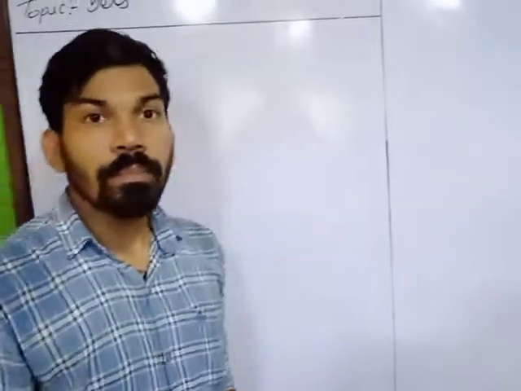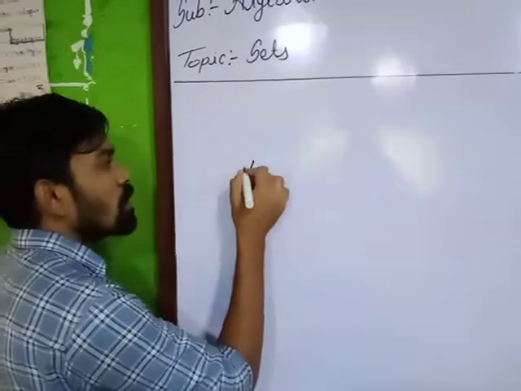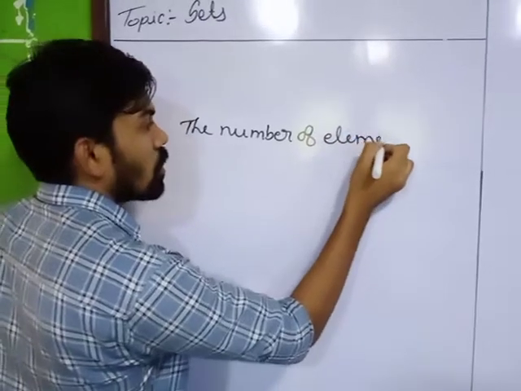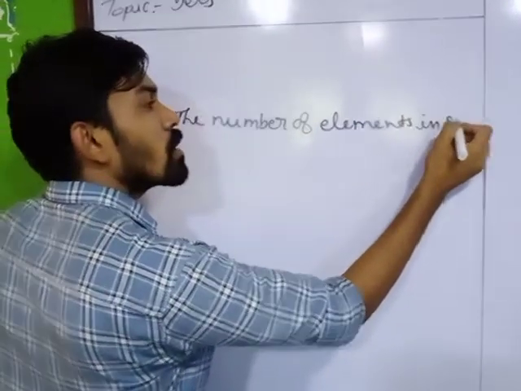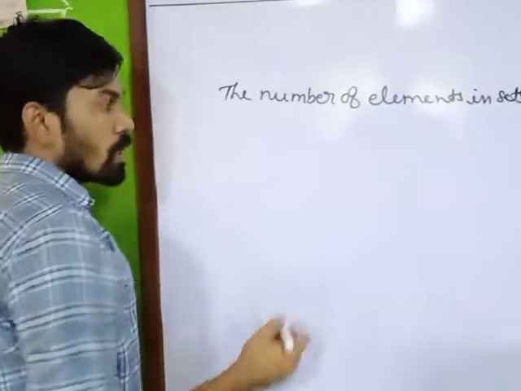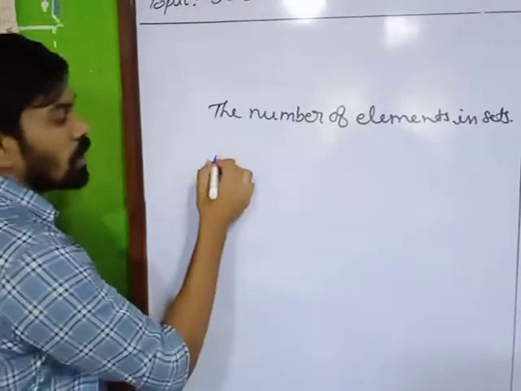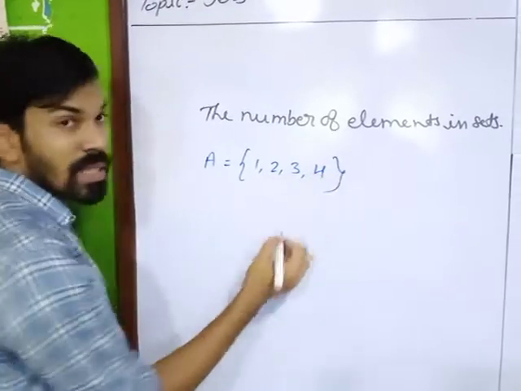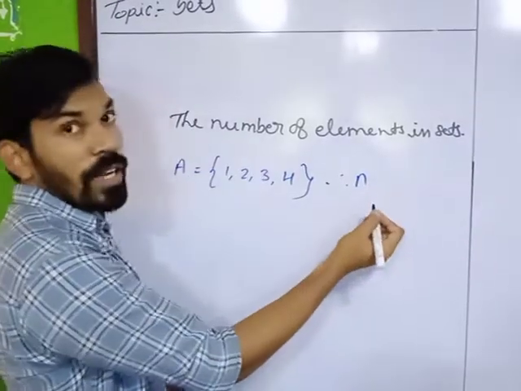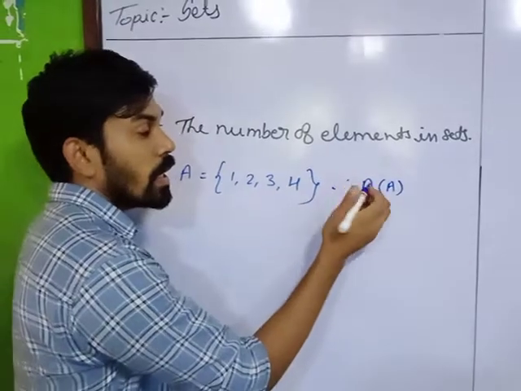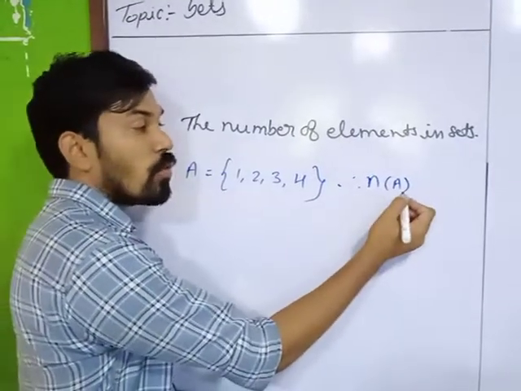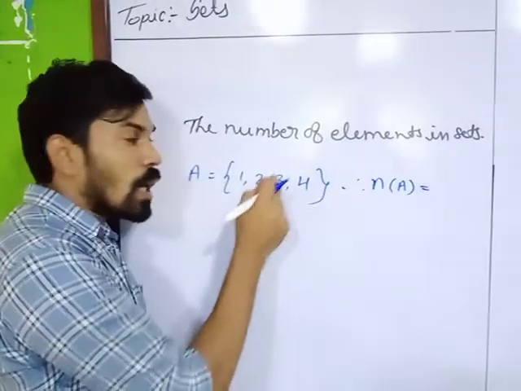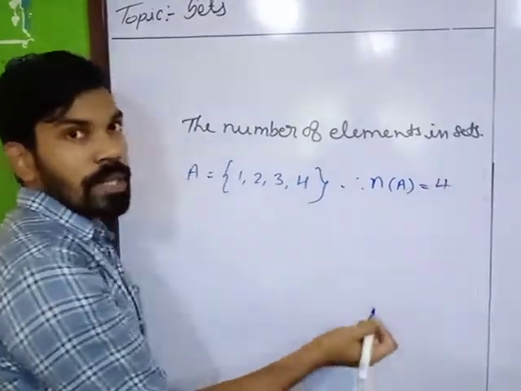The next one is the number of elements in sets. How are we going to write it? Take an example: set A is equal to {1, 2, 3, 4}. Therefore, the number of elements of A we are going to write as n(A). n(A) is equal to: we are going to count these elements, 1, 2, 3, 4. So there are 4 elements.